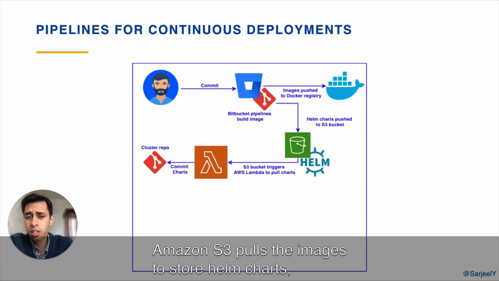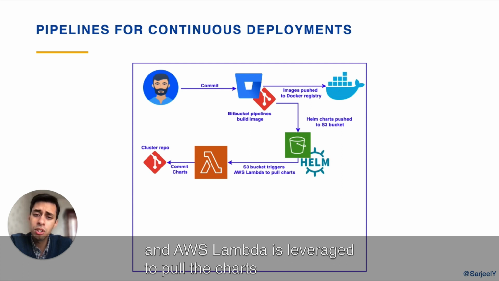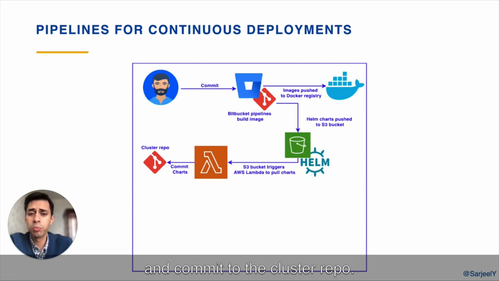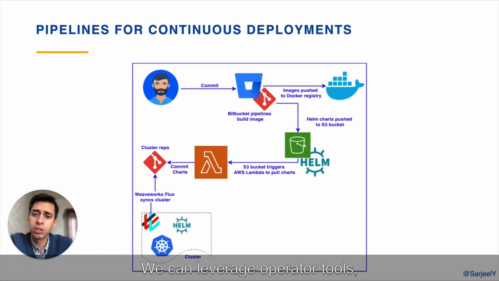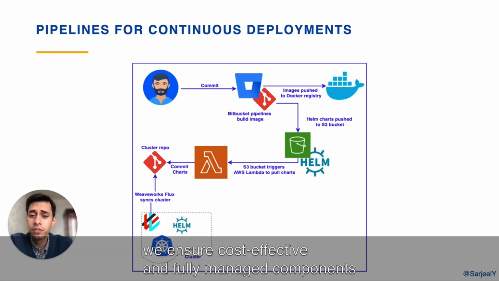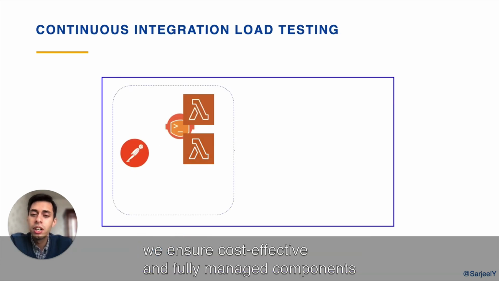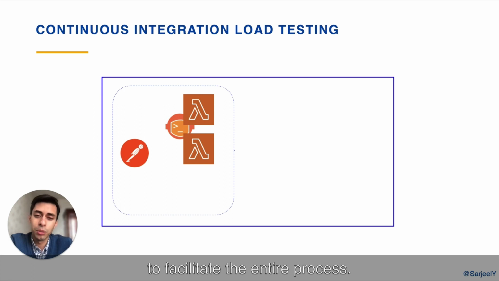Amazon S3 pulls the images to store Helm charts, and AWS Lambda is leveraged to pull the charts and commit to the cluster repo. We can leverage operator tools such as vworks in the end, which detect changes in the cluster repo and make the appropriate changes in your respective Kubernetes clusters. By using serverless functions, we ensure cost-effective and fully managed components to facilitate the entire process.